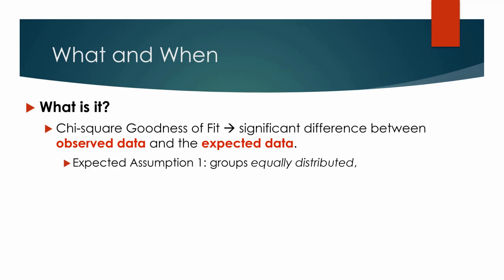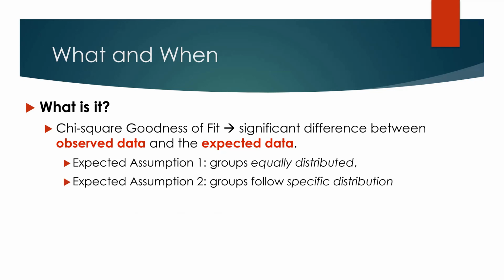Now, the thing about the goodness of fit test is that there are two different assumptions for finding your expected data. So you would find your expected data depending on which assumption you're going with. So the first assumption is that if you expect your groups to be equally distributed, then that's how you find your expected data, right? If you have a total of 100 people and 5 different groups, and the assumption is that the groups are equally distributed, then out of 100 people, you would expect under assumption 1 that 20 people would be in each group. So that's the first assumption.